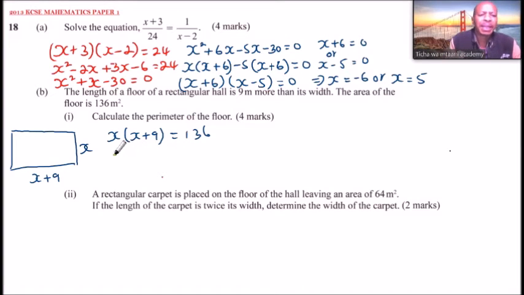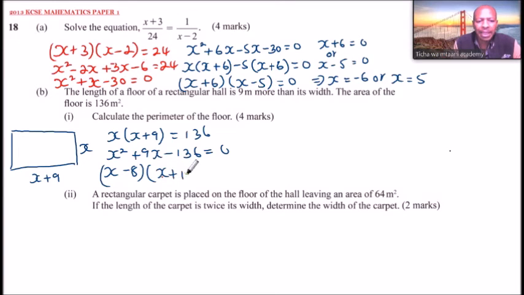So you open the bracket, you'll be able to get x squared plus 9x. You bring 136 to this side, it becomes negative, so it will be x squared plus 9x minus 136 is equal to 0. It is a quadratic equation, and like I have said above here, we can just get the factors: x minus 8, and x plus 17 is equal to 0. If you are not able to get that, you can use 136.